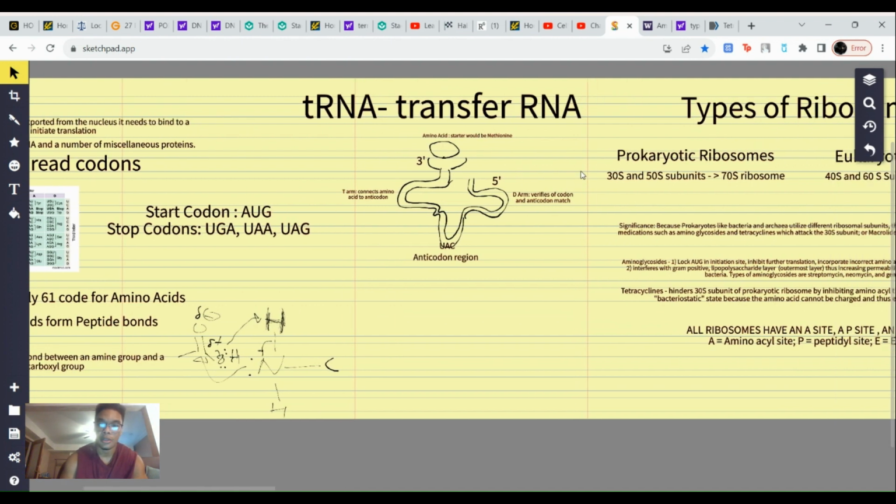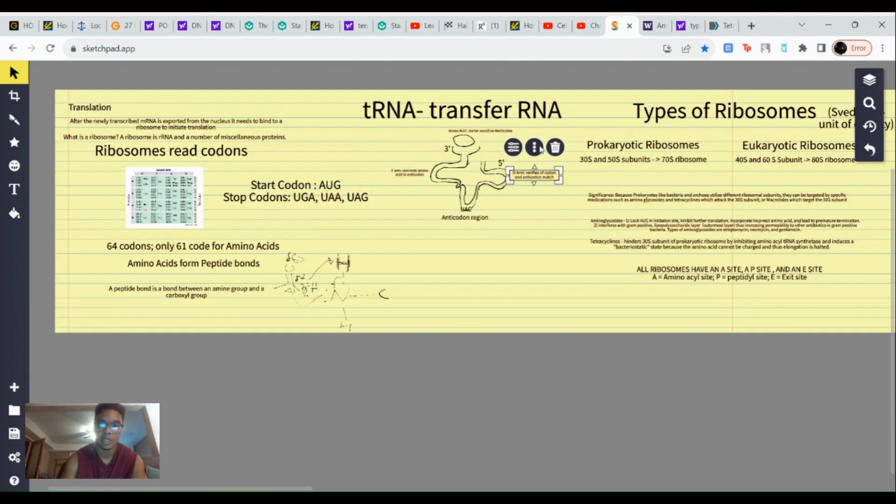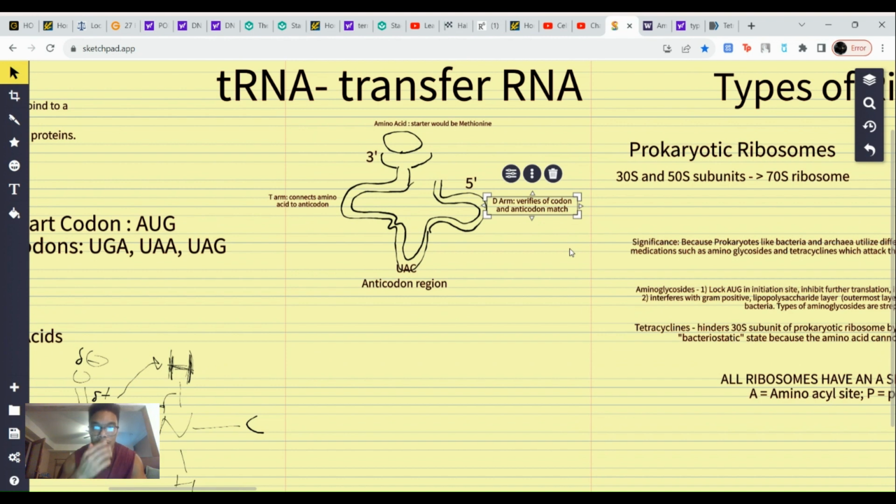So inside the ribosome, there's something called tRNA. tRNA stands for transfer RNA.